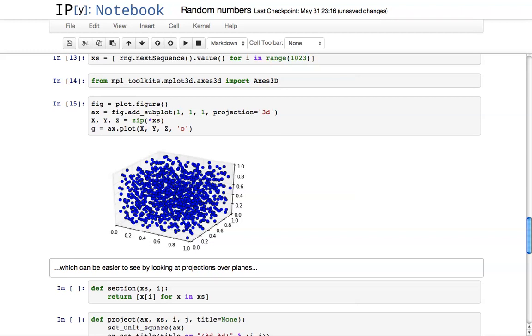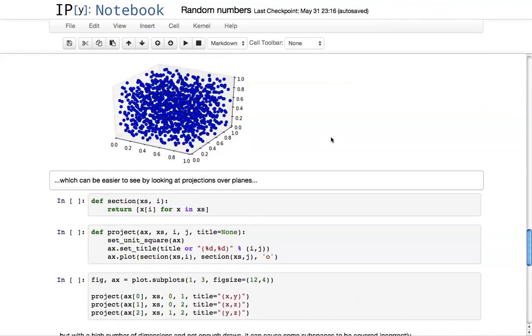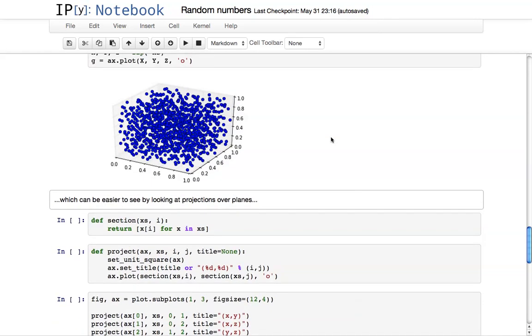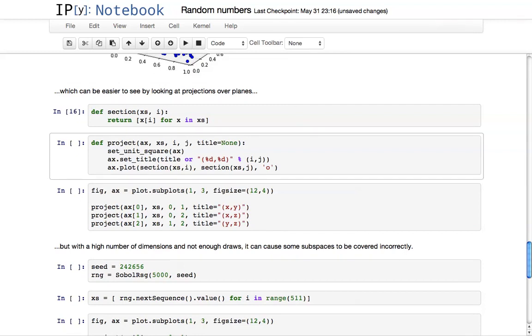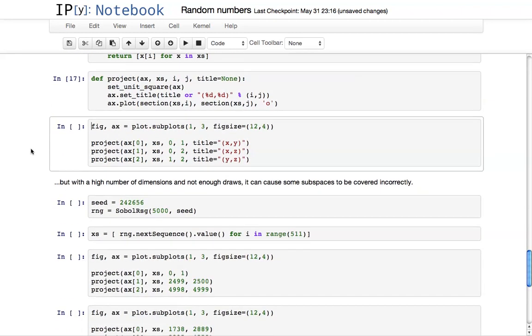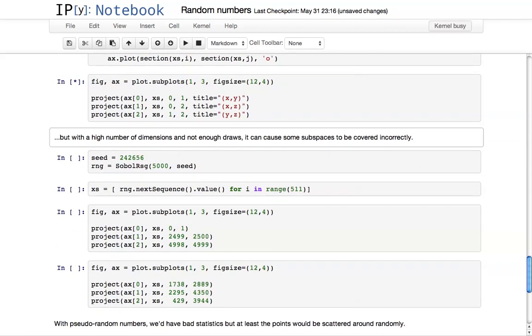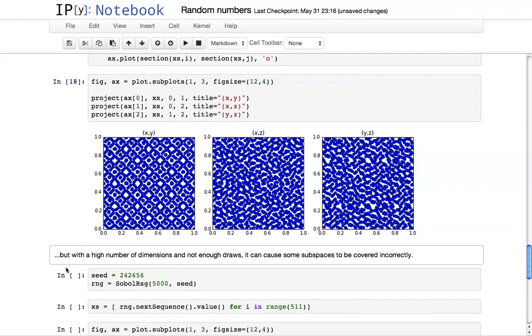Okay, there is no obvious bias in these numbers, but it might be easier to look at them if we look at projections. So for instance, we can look in the x direction and see the projection of this set of points over the yz plane. So I'm going to define a couple of functions that just extract the relevant data and plot them. If I take the projections over the different planes, I get something like this. This is the xy plane, the xz, and the yz plane. For low dimensions, there's no problem. All of these projections are fairly covered.